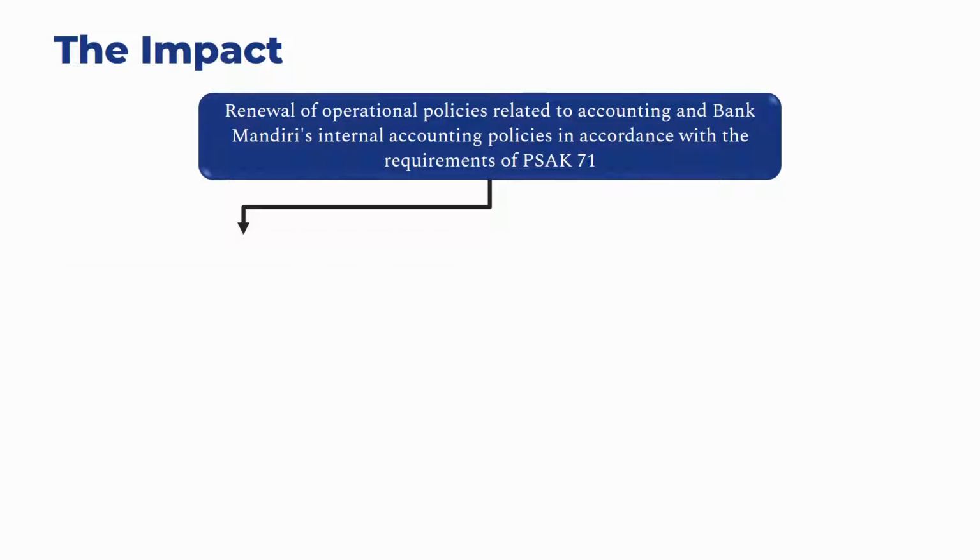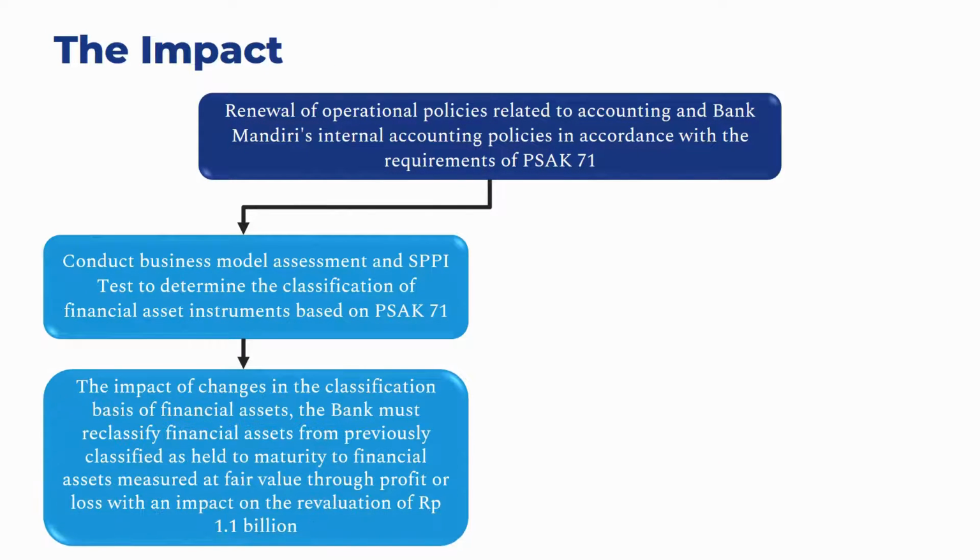After exploring the changes related to the classification of financial assets in PSAK 71, this implies that PT Bank Mandiri must use two methods, namely the business model assessment and the SPPI test to determine the classification of financial assets. And because of that, the bank reclassified financial assets from previously classified as held to maturity to financial assets measured at fair value through profit or loss with an impact on the revaluation of 1.1 billion rupiah.